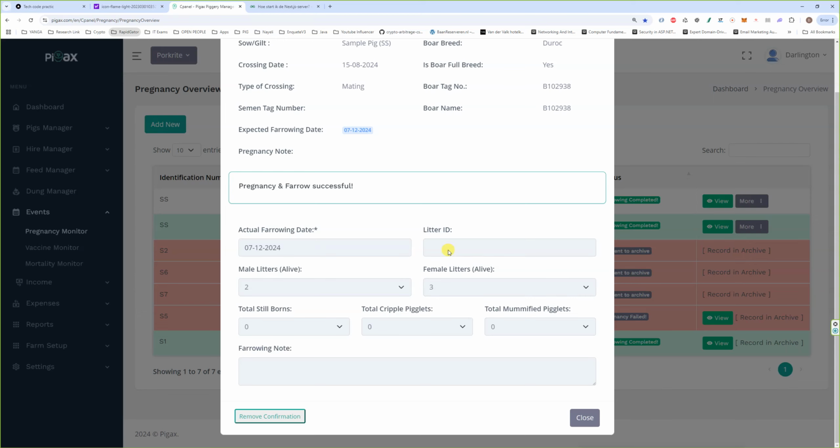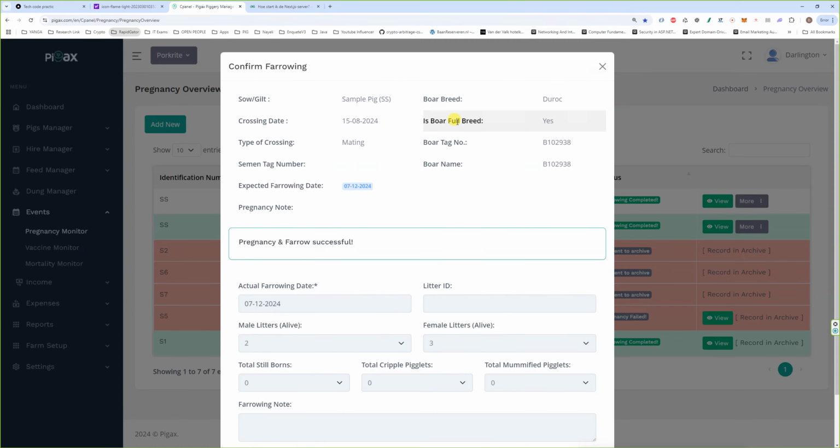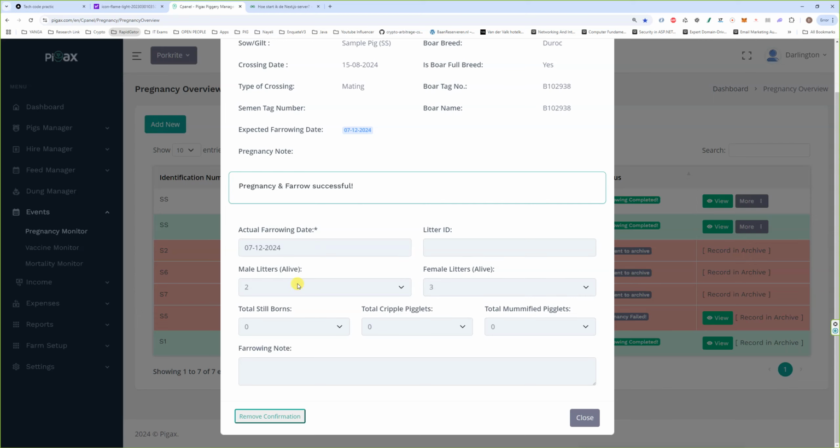Also, are you the one that fills the litter ID yourself, or does the farmer have to fill it himself? Or do you automatically get a number from the computer when the pig gave birth, or do you have to fill it in yourself? You come in here and you say, remember, I don't know if you still remember what the purpose of the litter ID is. Let me use an example.